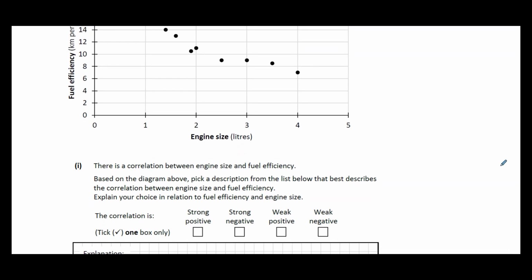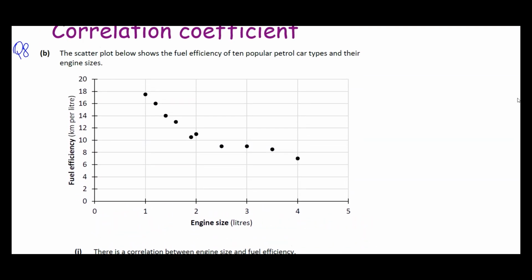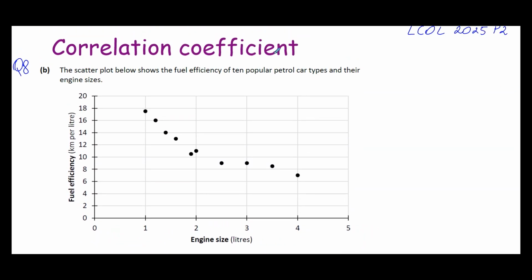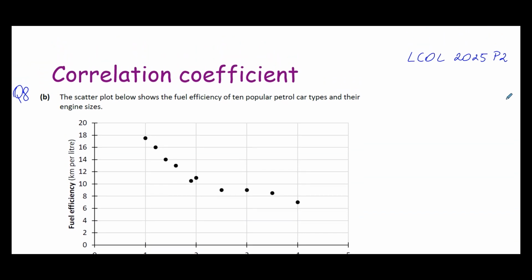Okay, let's see what we need to do. And always when you see a scatter plot, it will be about correlation coefficient. Now, before we go into that, let's say you come across a term that you're not really sure what it means. You don't remember what that means.